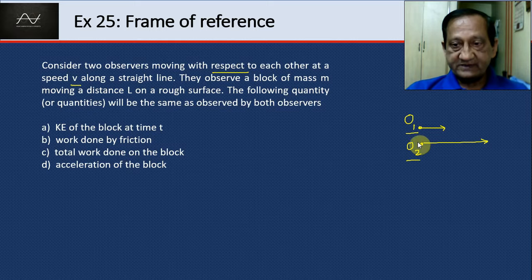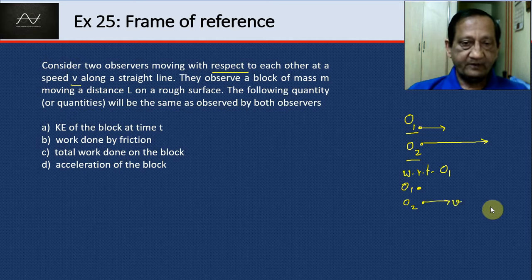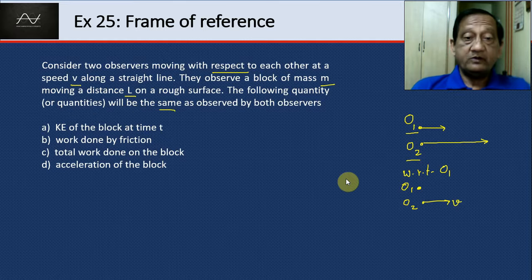If we see with respect to O1, that means the frame is fixed at O1. So O1 is at rest and O2 is moving with some velocity v. That is the picture. They observe a block of mass m moving a distance L on a rough surface. Which quantity or quantities would be the same as observed by both the observers?